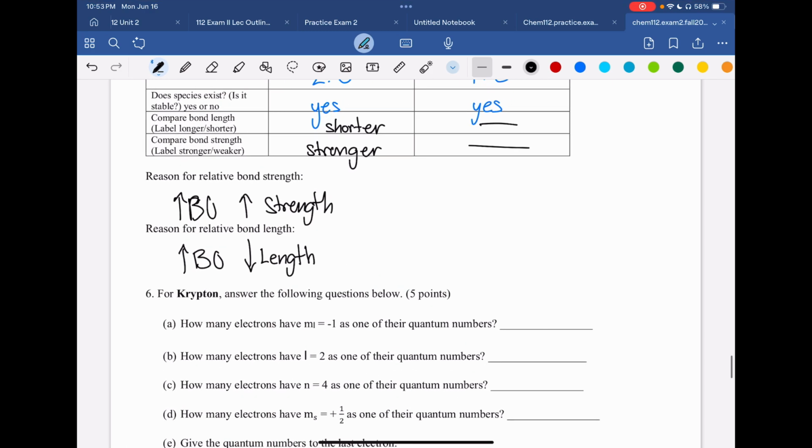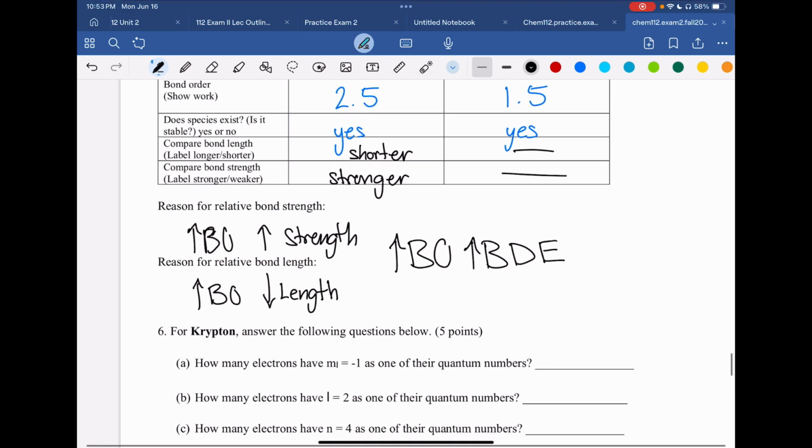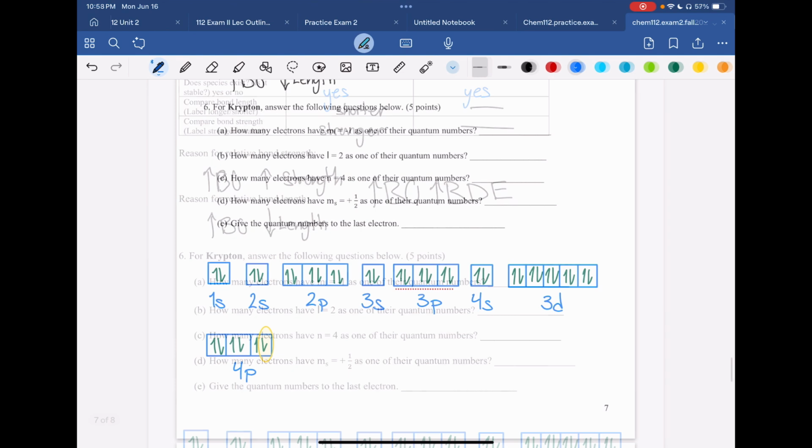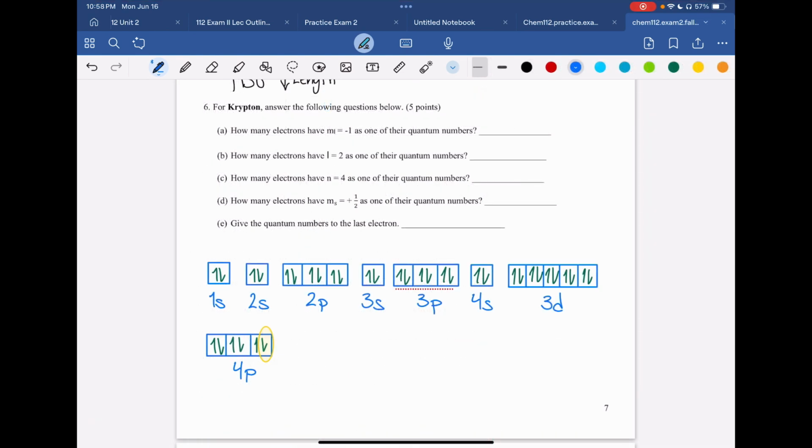Oh, just one more thing in case he switches up the question. The higher the bond energy, the higher the bond dissociation energy, just in case. So if you're asked which one has a higher dissociation, just look at the higher bond order. Okay, just in case.